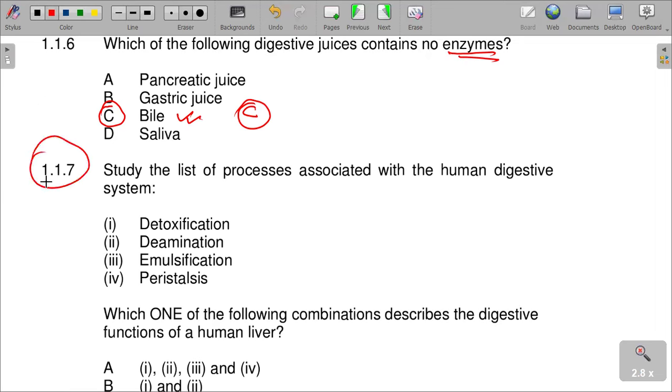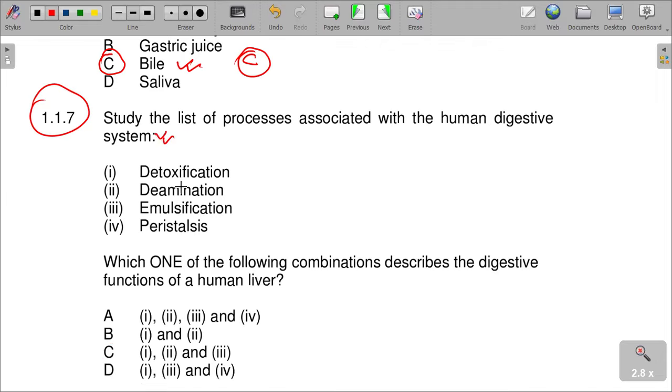Number 7, study the list of processes associated with the human digestive system. We have detoxification, deamination, emulsification, and peristalsis. The question is, which of the following combinations describe the digestive functions of the human liver? Detoxification, it is correct.